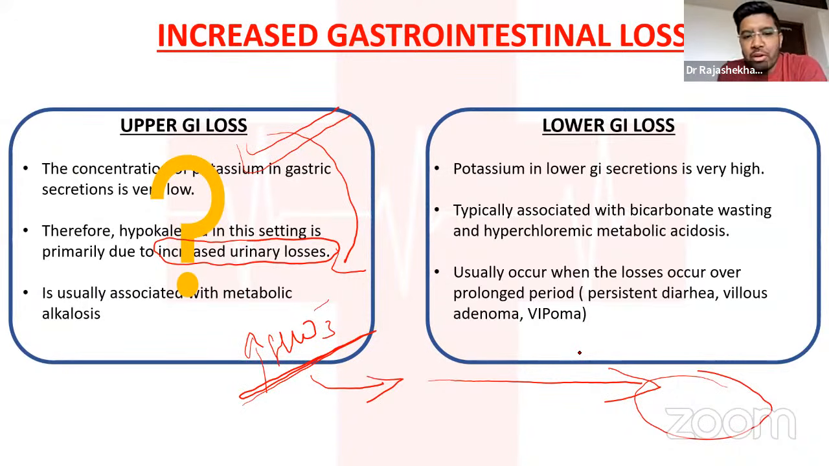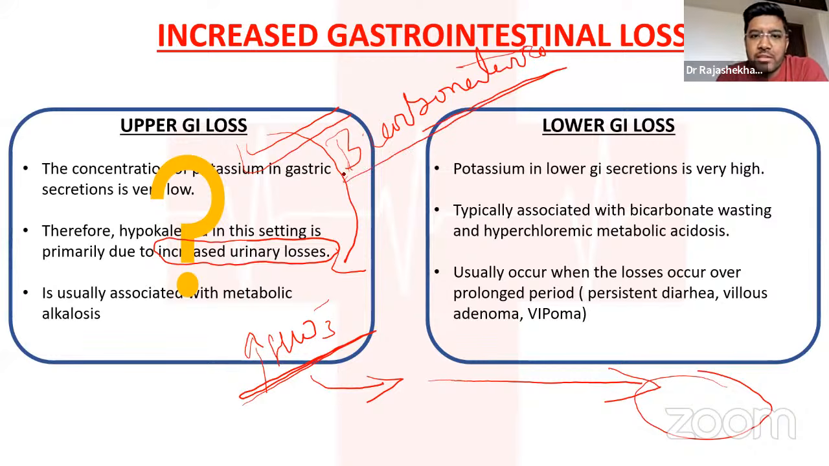So this is a very, very important mechanism. The cause of the hypokalemia in case of severe vomiting is bicarbonaturia. This can also be a question. I think it has already been asked in the AIIMS exam. So why hypokalemia occurs in case of upper GI loss or severe vomiting is a very, very important mechanism.